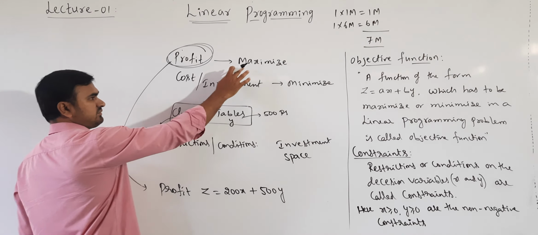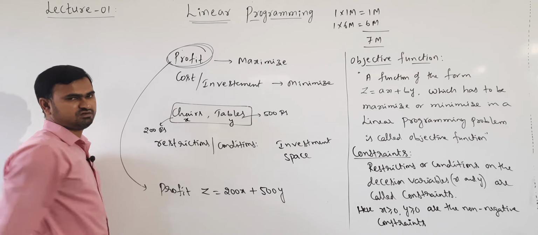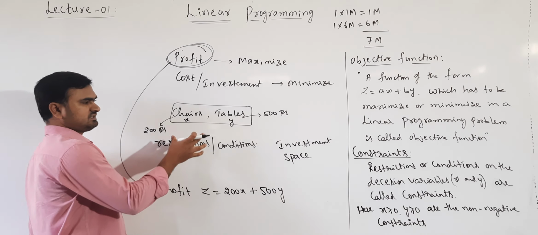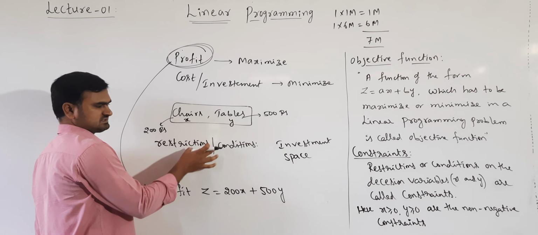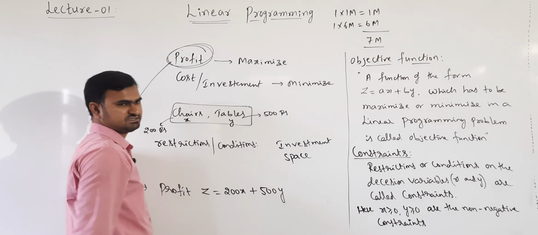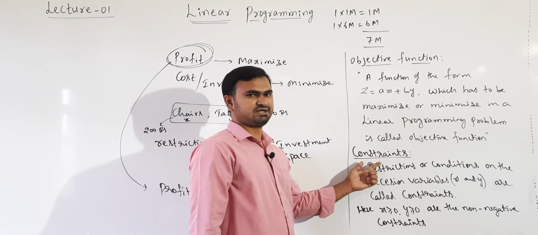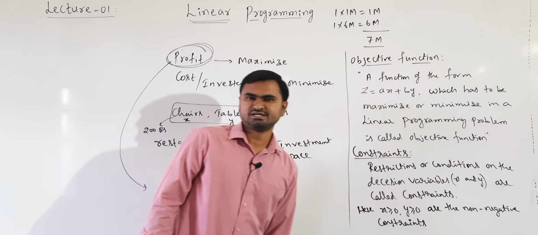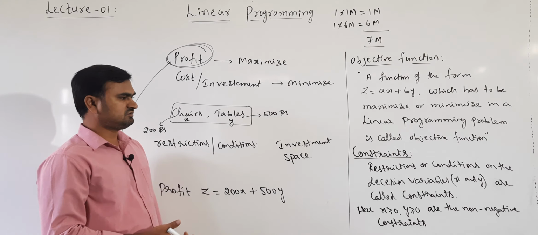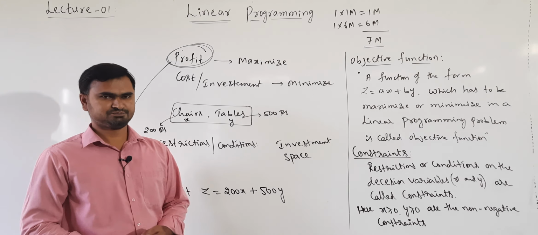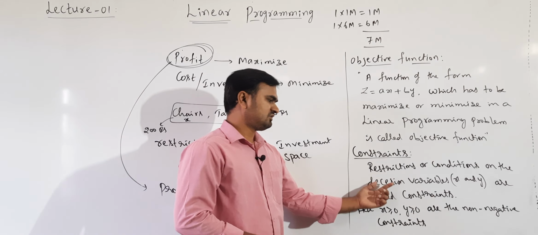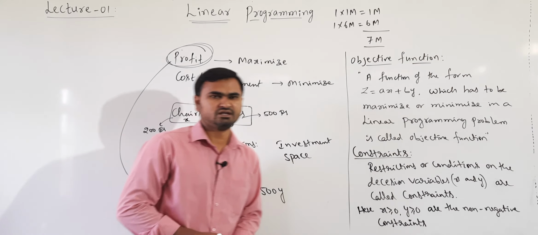Now to get that maximum profit or minimum value of any quantity, there will be certain restrictions or conditions. So these restrictions or conditions, we are calling them constraints. Now these constraints we usually write in the form of linear inequalities.